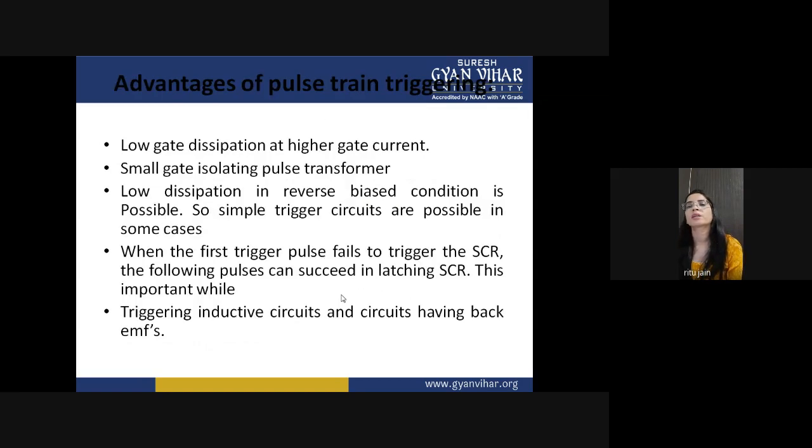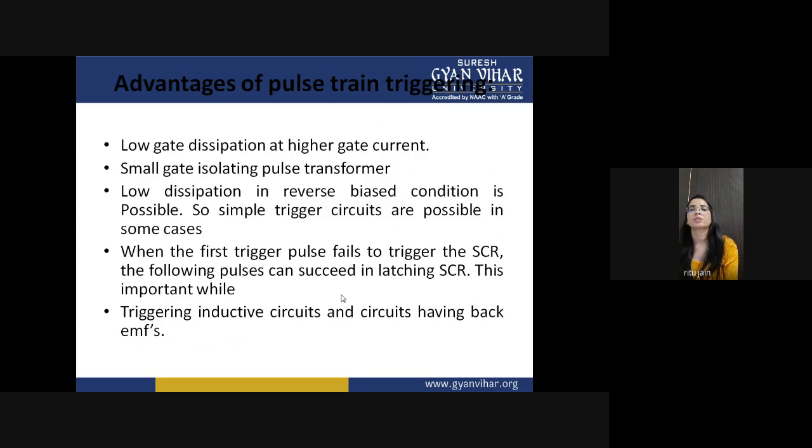Next, what are the advantages of pulse train triggering? Low gate dissipation at higher gate current, a small gate isolating pulse transformer, and low dissipation in reverse bias condition is possible. So simple trigger circuits are possible in some cases. When the first trigger pulse fails to trigger the SCR, the following pulses can succeed in latching the SCR. This is important while triggering inductive circuits and circuits having back EMF.